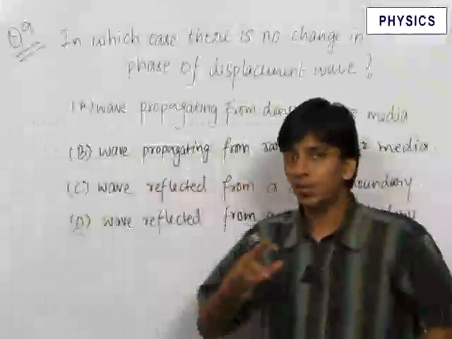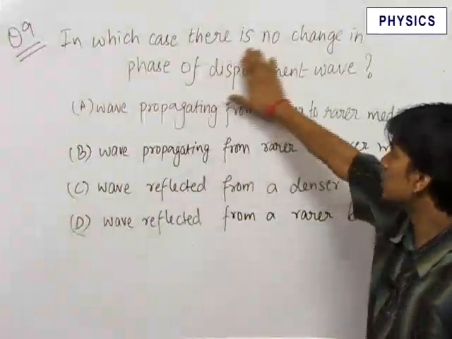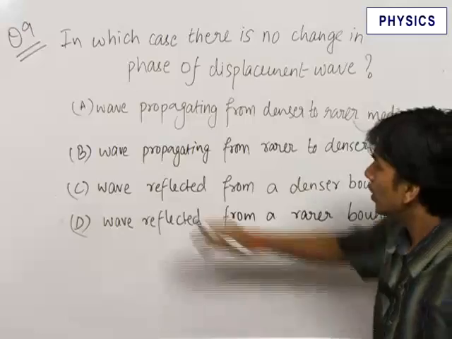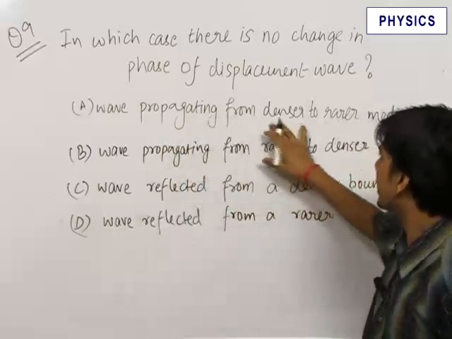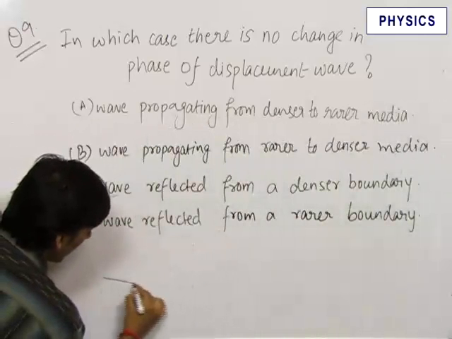The ninth question is an important piece of information for you. This is a question in which case there is no change in phase of the displacement wave. Now, the first part is a wave propagating from denser to rarer media. Now, let us first see what happens.